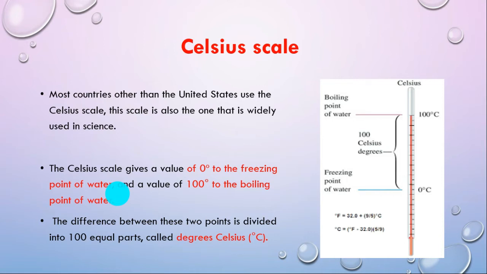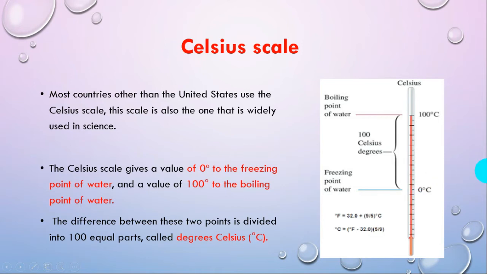The difference between these two points is divided into 100 equal parts called degrees Celsius. What does it mean? Here in this thermometer, 0 Celsius is the freezing point and 100 Celsius is the boiling point. The difference between them is 100 Celsius degrees, divided into 100 equal parts. Each line here we call a degree Celsius: 0, 1, 2, 3, and so on.